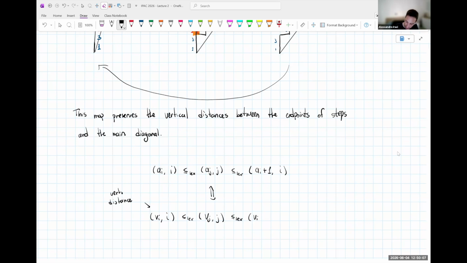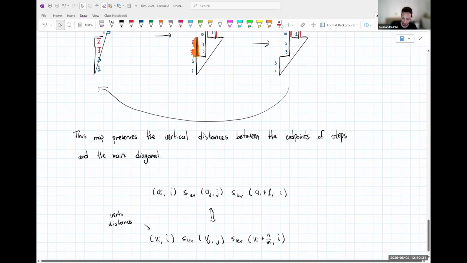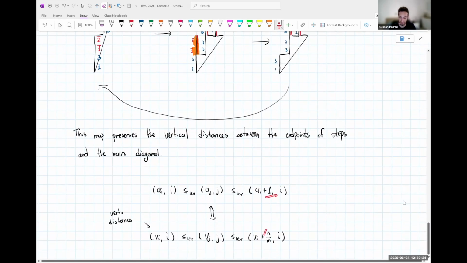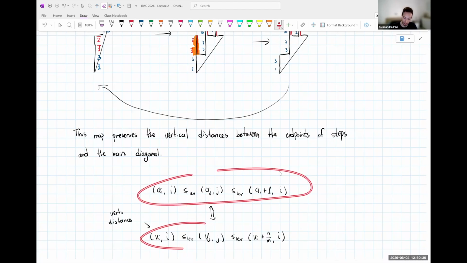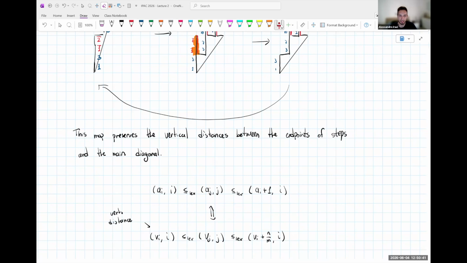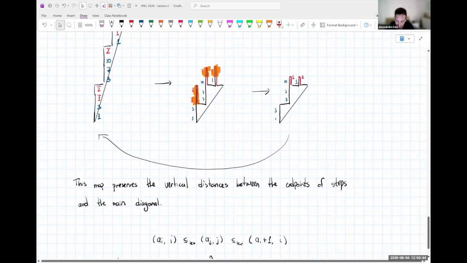Now I'm going to write this wrong. Is this m over n or n over m? I'm guessing m over n, obviously. Well, if the horizontal distance goes up by 1, the vertical distance goes up by the slope. So this holds if and only if this holds. They are scaled the same way, the distances, because the diagonal is straight.